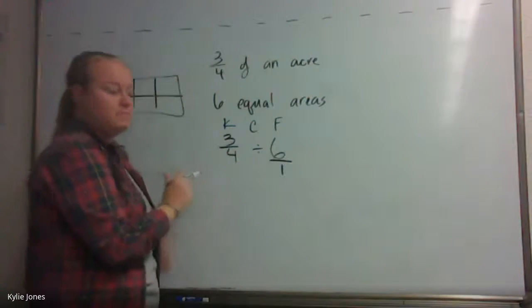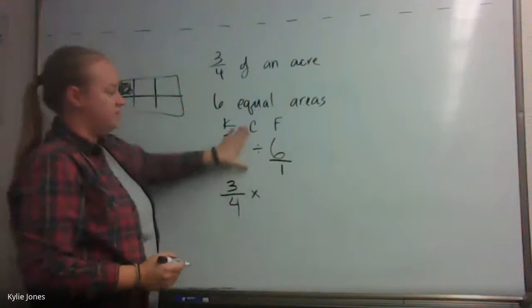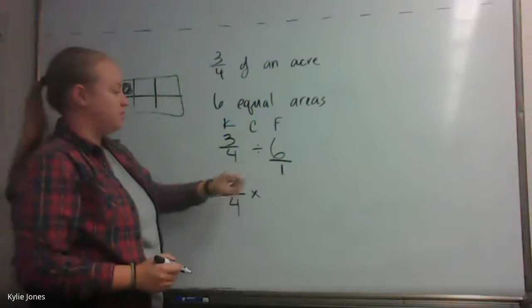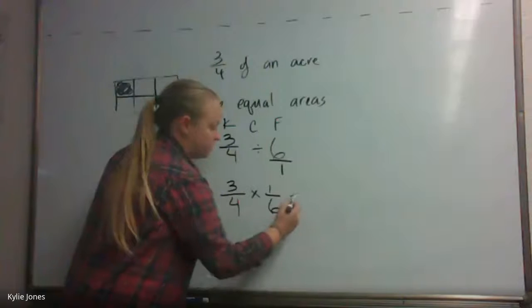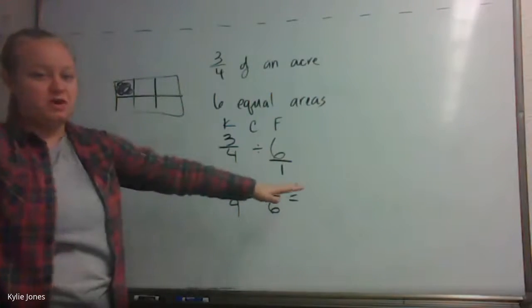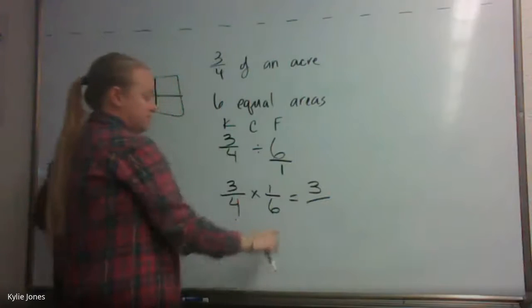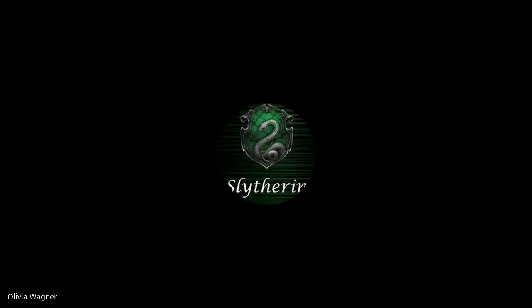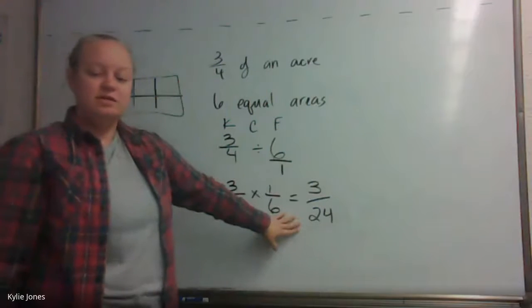If I keep it the same, 3/4 times 1/6. Good. 3/4 stays the same. Division changes to multiplication. We flip 6 over 1 to 1 over 6. Now, when you multiply, you just go straight across. So what's 3 times 1? 3. And then what's 4 times 6? 24. Now, this could be our answer, but it's not.